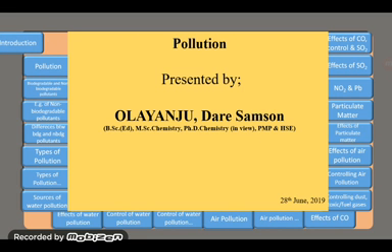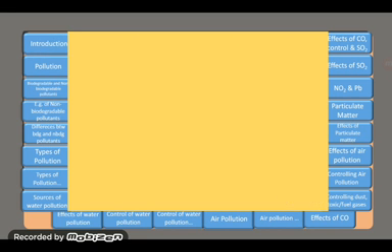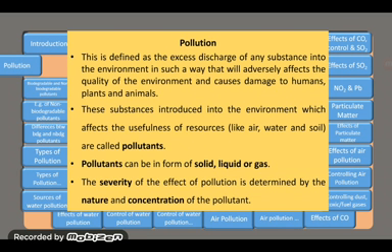Today we'll be talking on pollution. First and foremost, what is pollution? Pollution is defined as an excess discharge of any substance into the environment in such a way that it will have adverse effects on the quality of the environment in terms of the air, the water, and also the other resources present in the environment, and these acts cause damage to humans, plants, and animals.